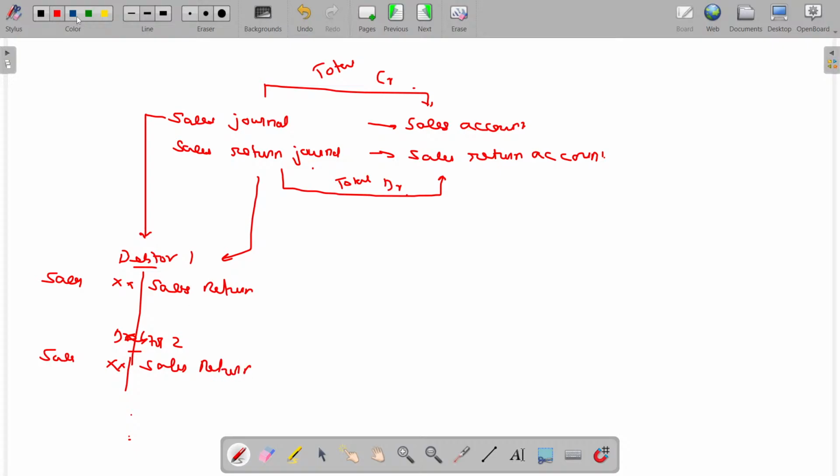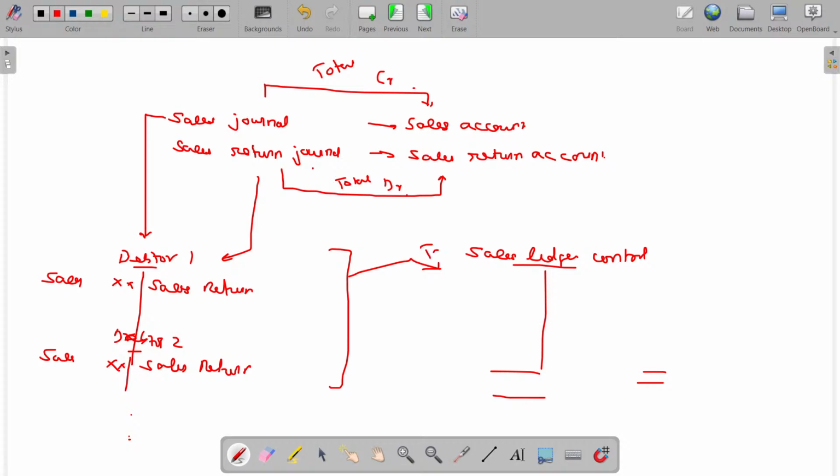Finally, you have to prepare the collection. That will be called the sales ledger control account. It's a total of all these things. Total.